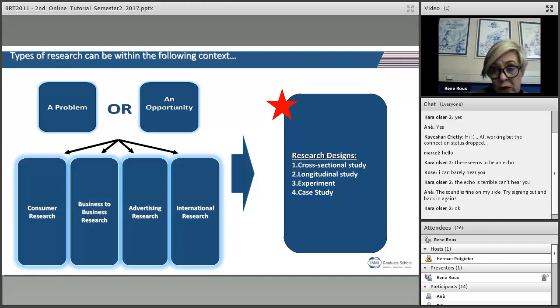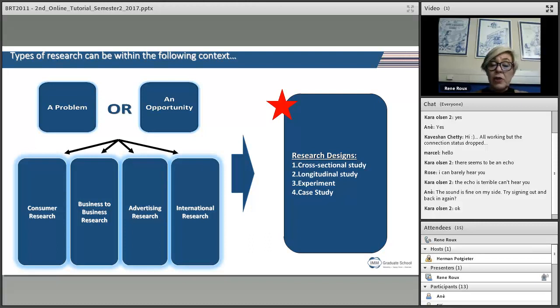It can be business to business. So it can be a business company that do research amongst other businesses. It can be advertising research, so it's about ad campaigns, or it can be international research, which means it's outside the borders of your company.